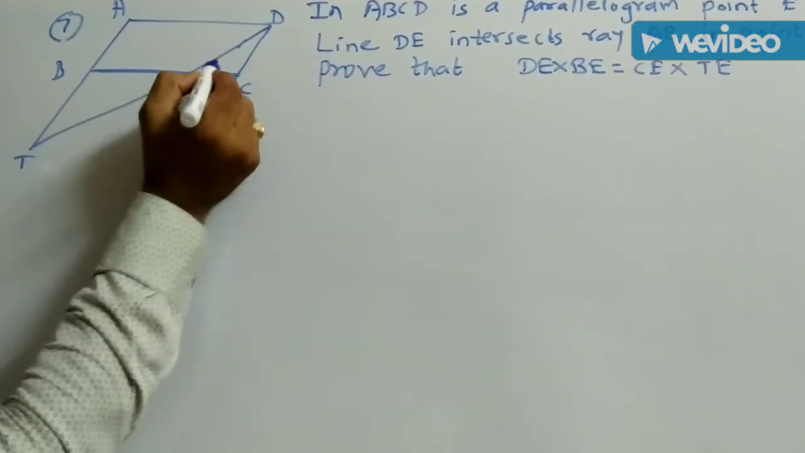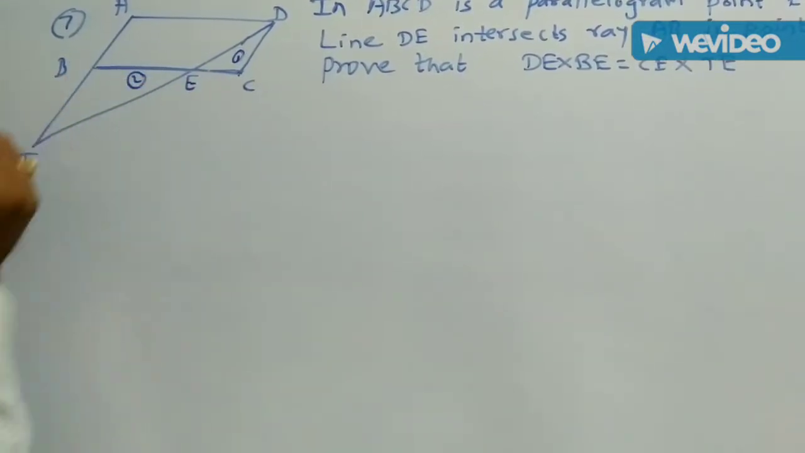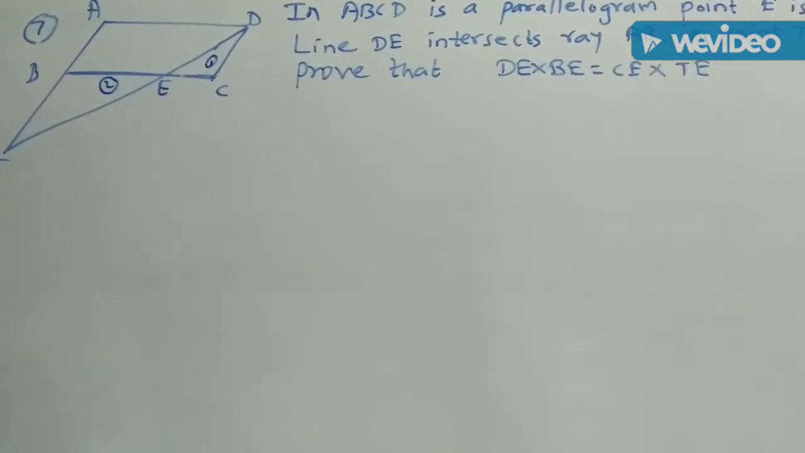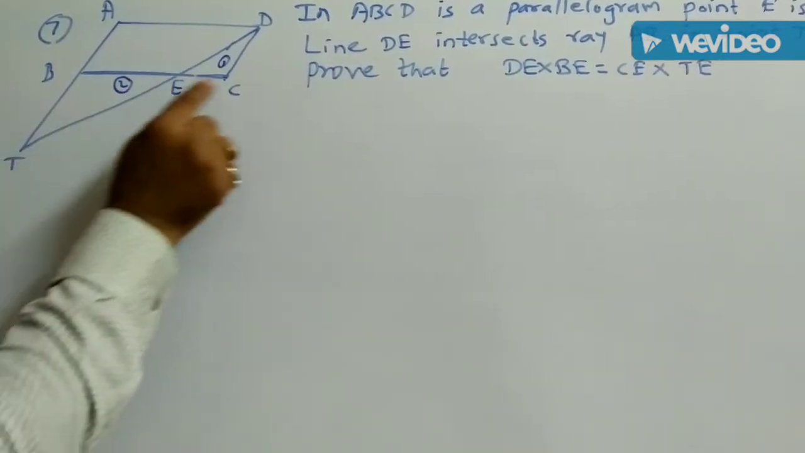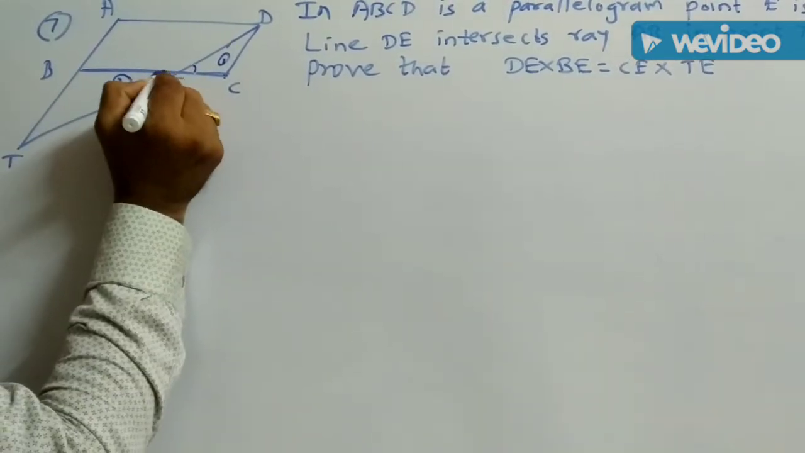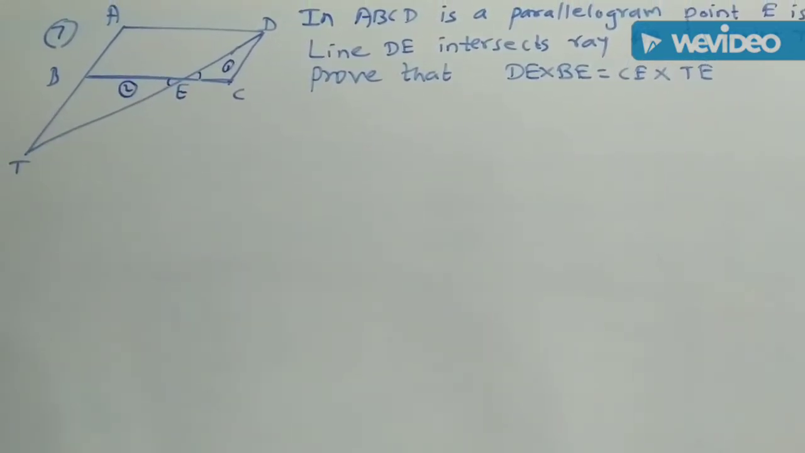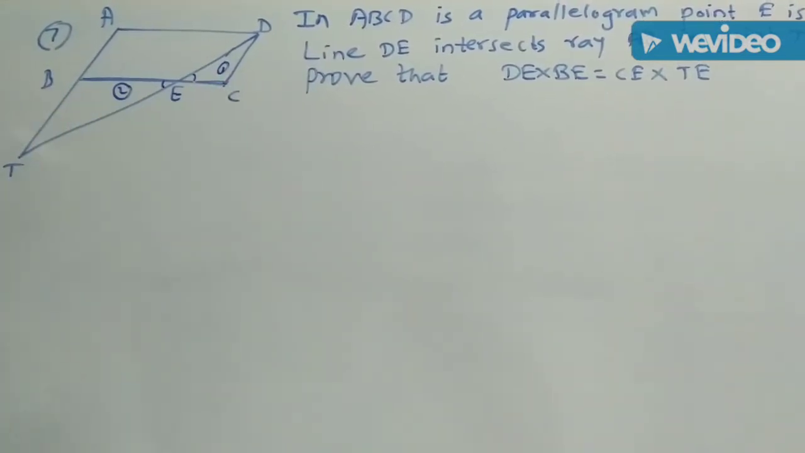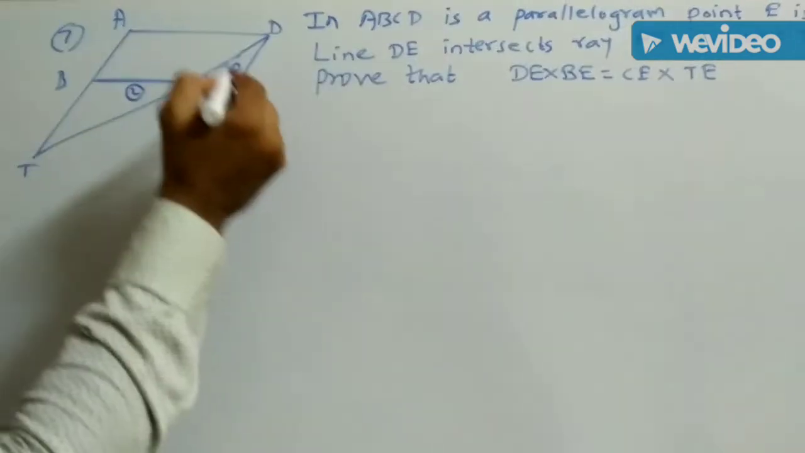That is, we have to prove that firstly these two triangles are similar. Which triangles? Triangle BET and CET. For that, first these vertically opposite angles are congruent, and then we have to prove that any one of the angles is congruent.